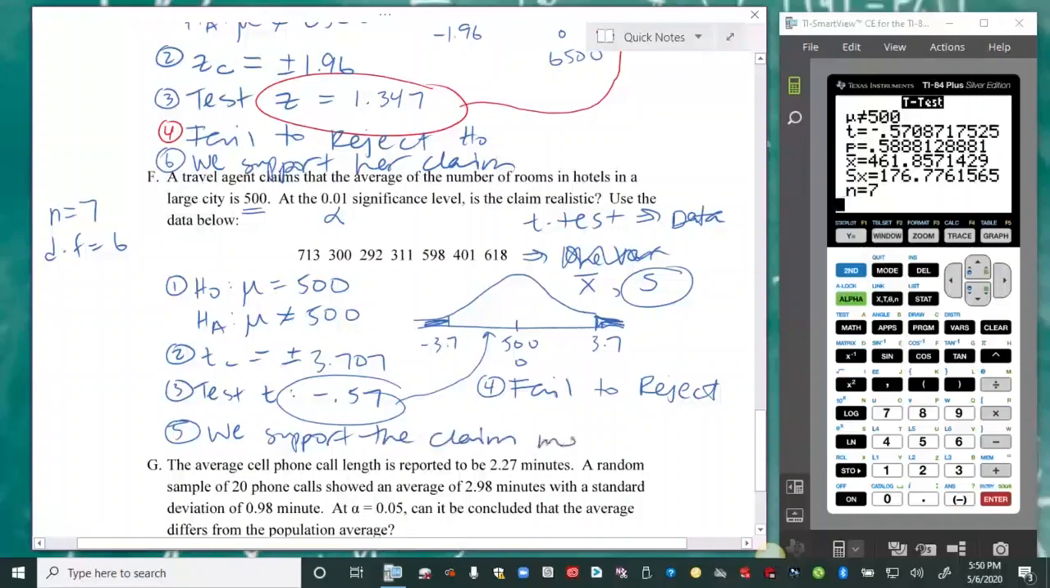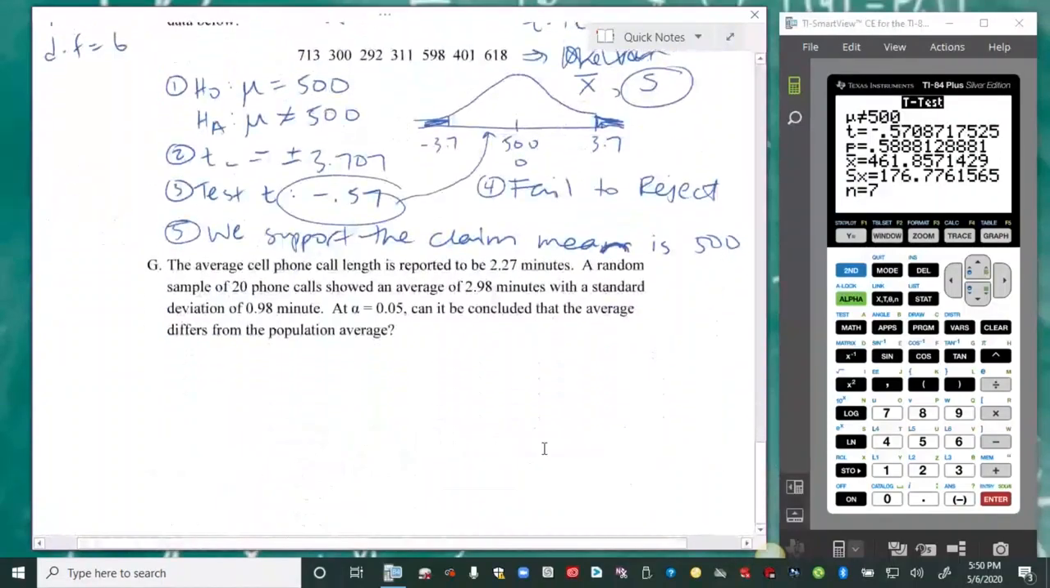And the claim was that the mean number of rooms was 500. Okay, now I think this is my last one. Woohoo! Okay, the average cell phone call length is reported to be 2.27 minutes. These are getting better, right, as we go. Reported to be, so this certainly sounds like our null hypothesis. Mu equals 2.27.